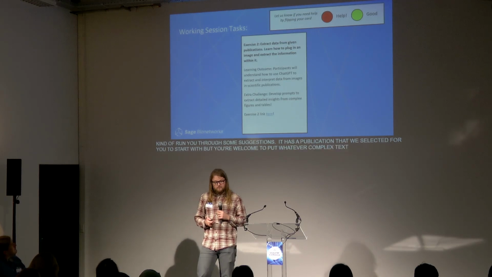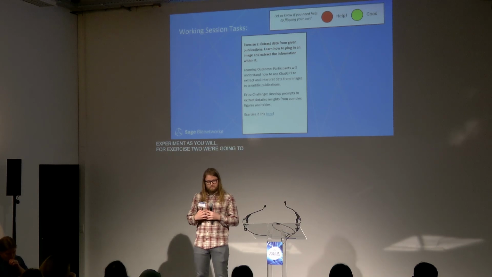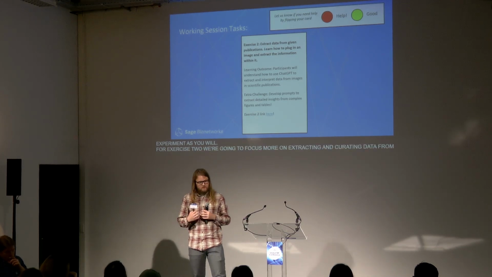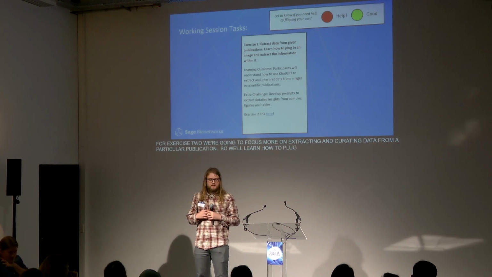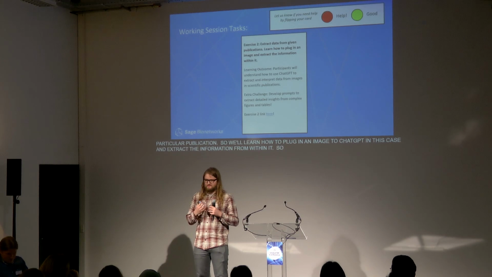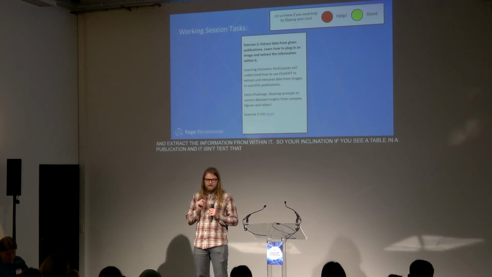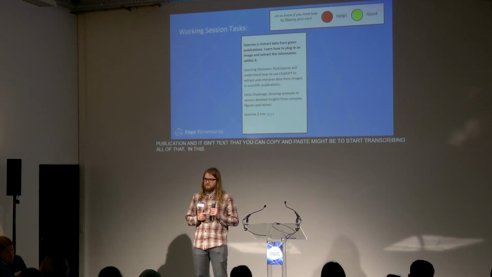For exercise 2, we're going to focus more on extracting and curating data from particular publications. We'll learn how to plug an image into ChatGPT in this case and extract the information from within it. Your inclination, if you see a table in a publication and it isn't text that you can copy and paste, might be to start transcribing all of that. In this exercise, you'll learn how to use ChatGPT to make that much faster and much less painful.